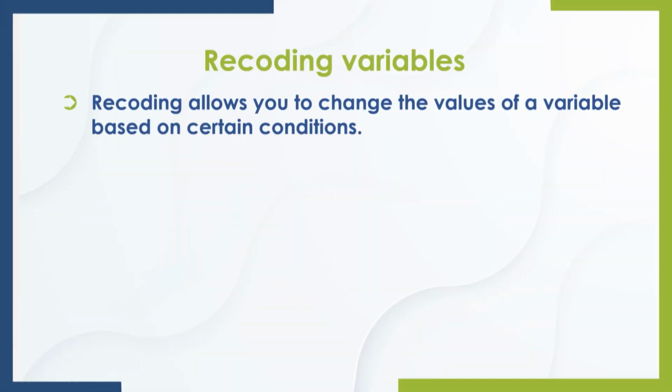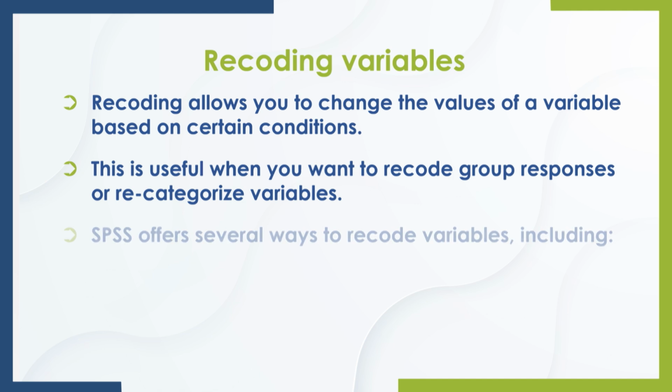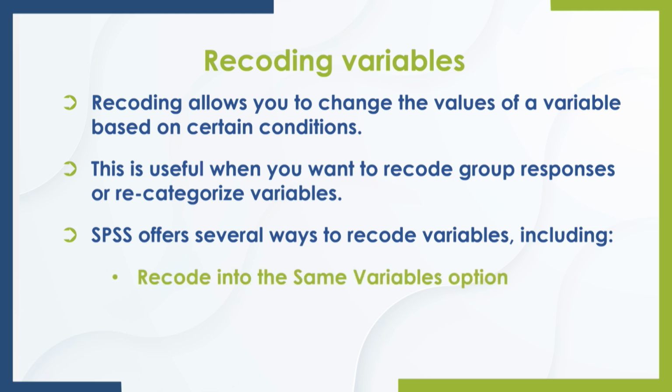Recoding variables. Recoding allows you to change the values of a variable based on certain conditions. This is useful when you want to recode group responses or recategorize variables. SPSS offers several ways to recode variables, which include the recode into same variable option and the recode into different variable option.